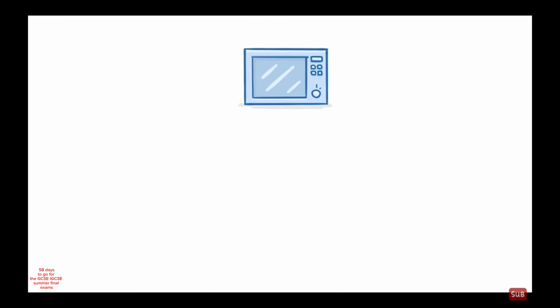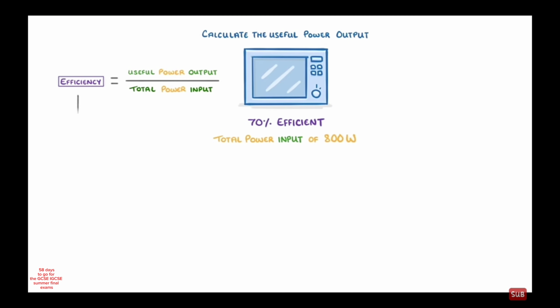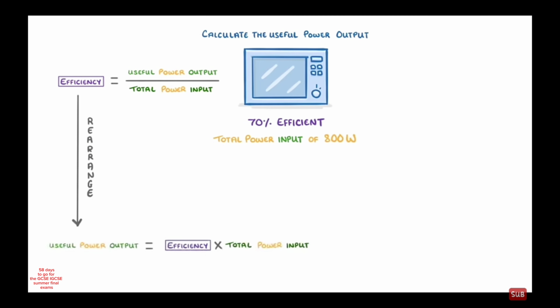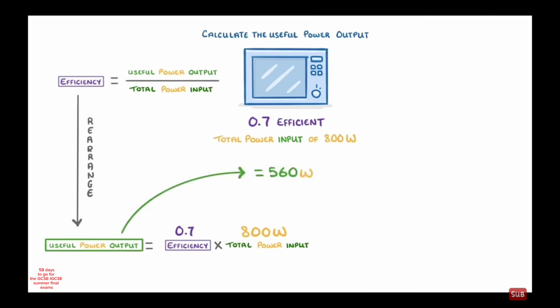Let's try another example, but with power this time. This particular microwave is 70% efficient and has a total power input of 800 watts. Calculate the useful power output. First, we need to take our efficiency equation and rearrange it to get useful power output by itself. We also need to convert our efficiency into a decimal by dividing 70% by 100 to give 0.7. Finally, we can plug our values into the equation, which would be 0.7 times 800 watts to give us a useful power output of 560 watts.